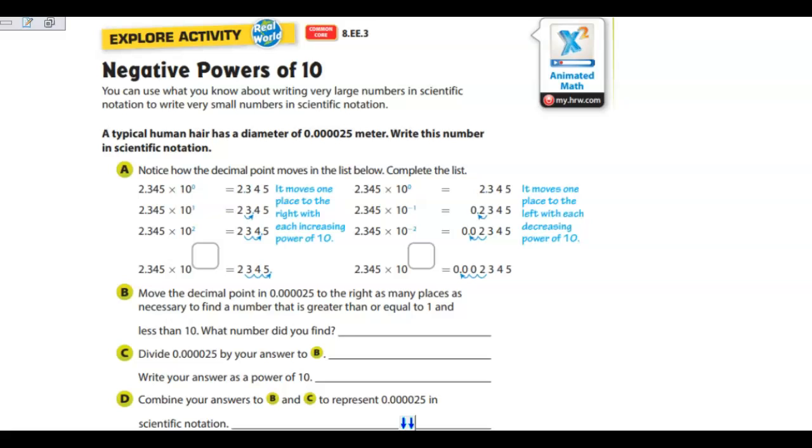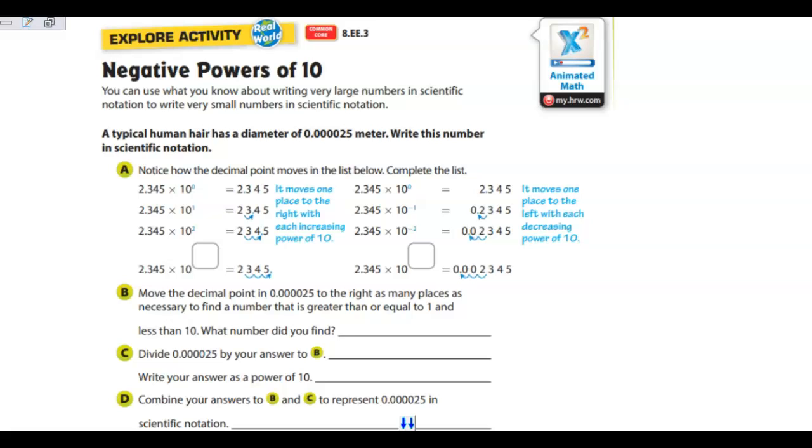So a typical human hair has a diameter of 0.0000025 meter, otherwise known as 25 millionths of a meter. Write this number in scientific notation.